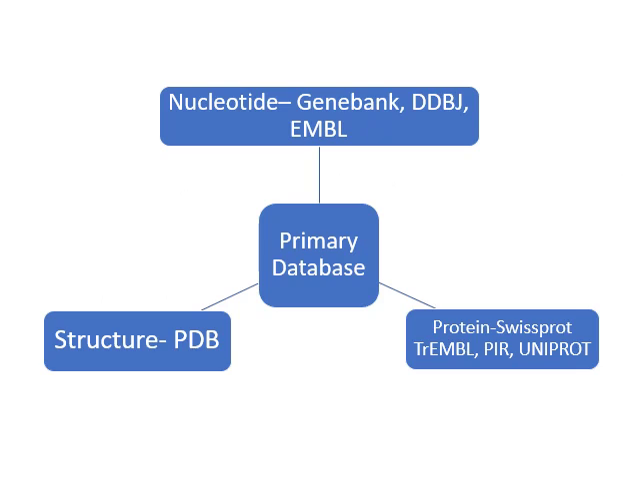In case of primary databases, there are three types. One is for nucleic acid sequences, other is for protein sequences, and third one is for protein structures. So the most prominent databases for nucleic acid sequences, they are GenBank, DDBJ, and EMBL. Then for protein sequences, we can use SwissProt, Trembl, that is translation of EMBL, then PIR, that is Protein Information Resource, and UniProt. Fortunately for structural databases, there is only one type of primary databases present, that is PDB, that is called as Protein Data Bank.